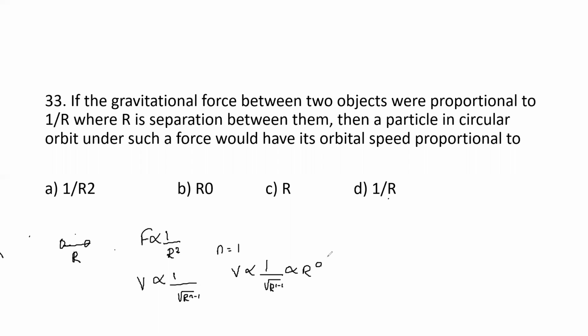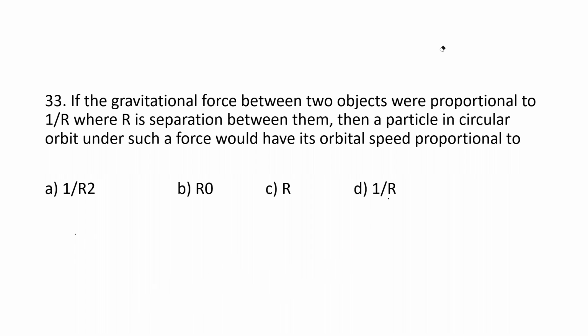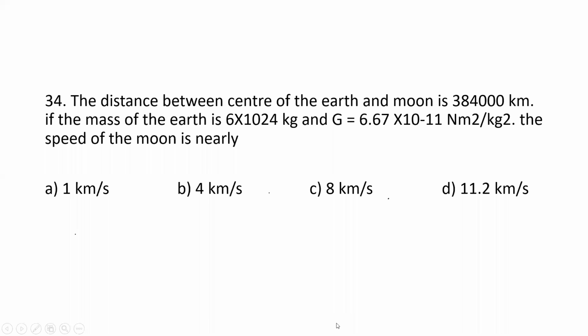That is, option B is the correct option here, r to the power 0. See here students, everything is a power. Option A is 1 divided by r square, option B is r raised to 0, option C is r. So if you take the orbital velocity expression, the answer is r to the power of 0. That is option B is the right option.